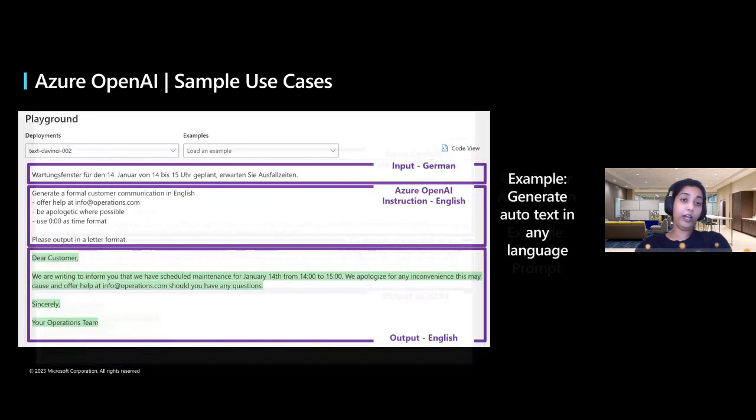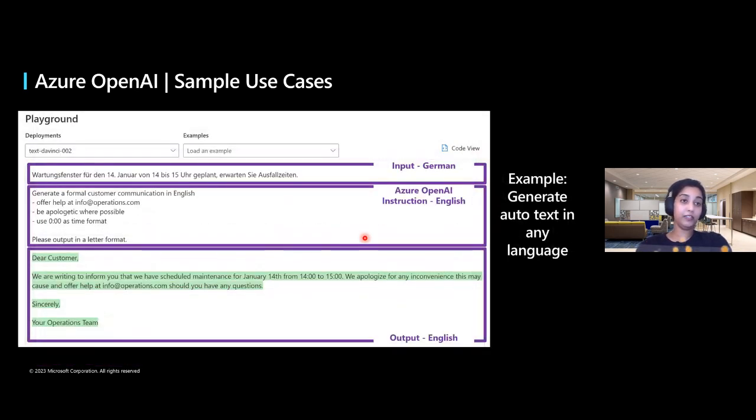The other thing which I like, which is one of my personal favorites, is this one over here, where the input is actually in German. And what you're saying is generate a formal customer communication in English. Keep in mind, you're asking for a translation. Offer help at this email address. Be apologetic where possible. Use this as a time format, and please output in a letter format.